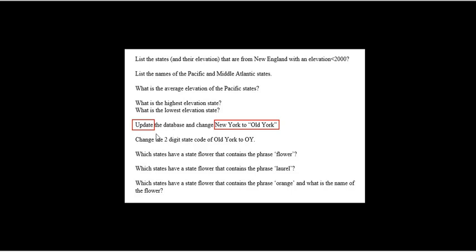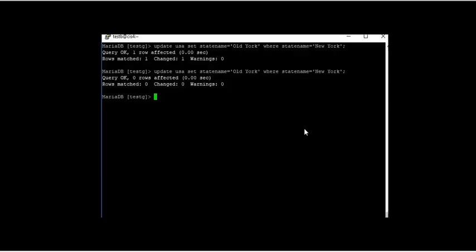Now, here's an interesting one. Update the database and change New York to Old York. Let's face it, it's been New York for 400 years. About time to be called Old York. So what are we going to do? Update USA. Set state name equal to Old York, where state name equals New York.